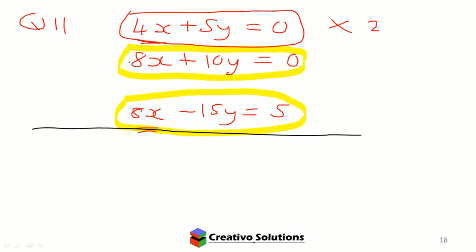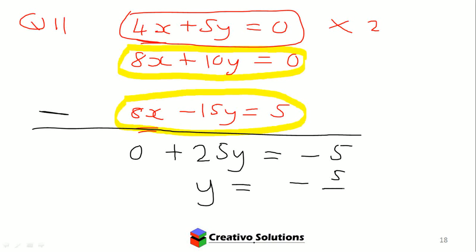I'm going to eliminate the one variable from the other, so I'm going to subtract here, because 8x minus 8x gives you 0, plus 10y minus a minus. Minus times a minus becomes a plus, so I'm going to have plus 25y equal to 0 minus 5, which is minus 5. So here I've got 25y equals minus 5, so y would equal minus 5 over 25, which is the same as minus 1 over 5. So minus 1 over 5 is the value for y.